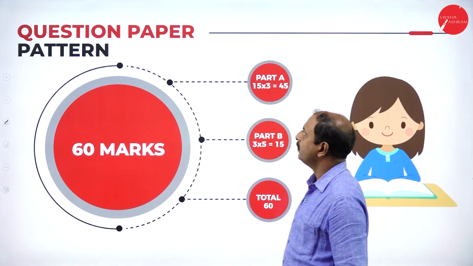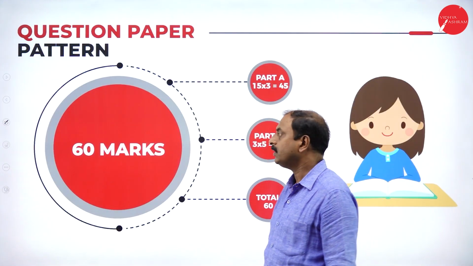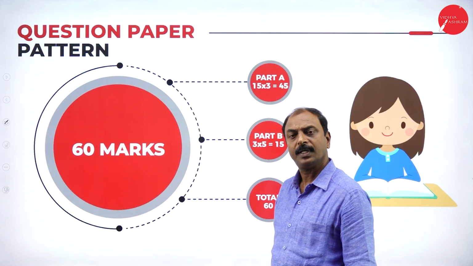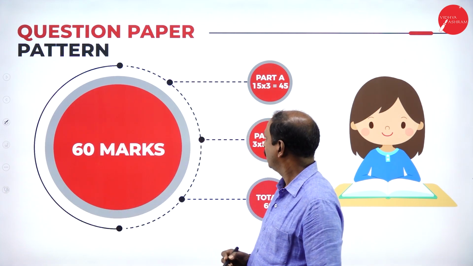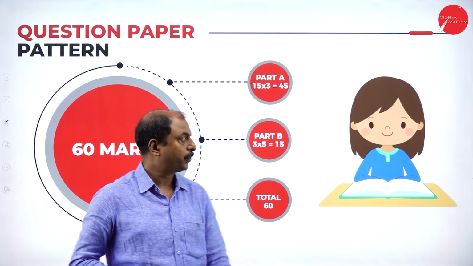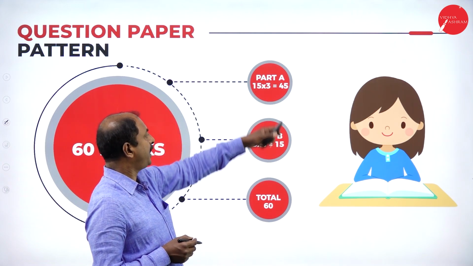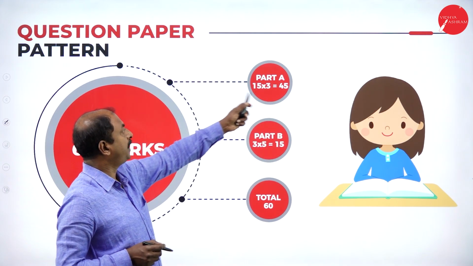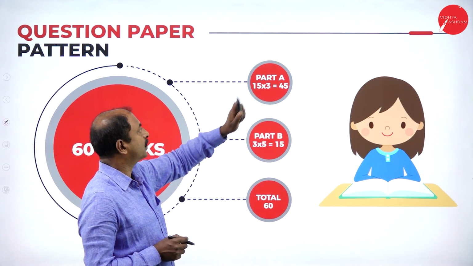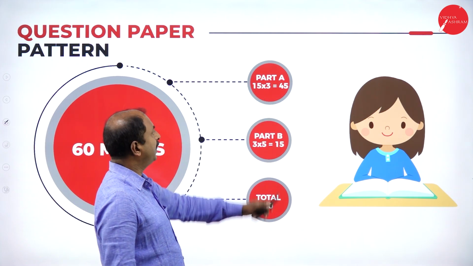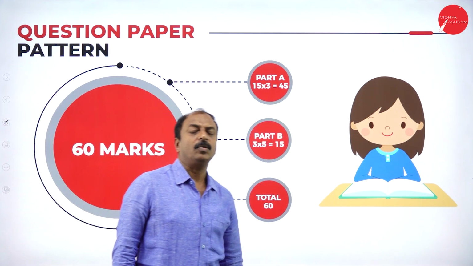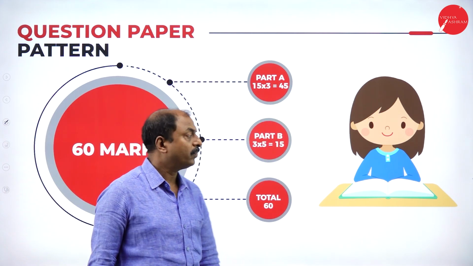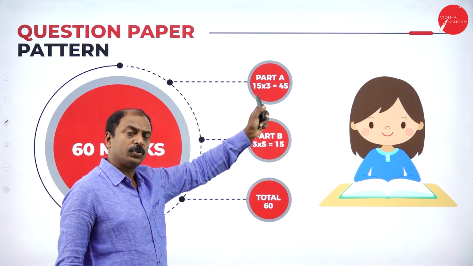Now let us see the question paper pattern for the paper Computer Networks. The total theory paper is for 60 marks. The 60 marks is divided into Part A and Part B. In Part A, there are 15 marks questions. You have to answer any 3 questions, and that is for 45 marks. And you will have an internal choice for each and every unit and question.